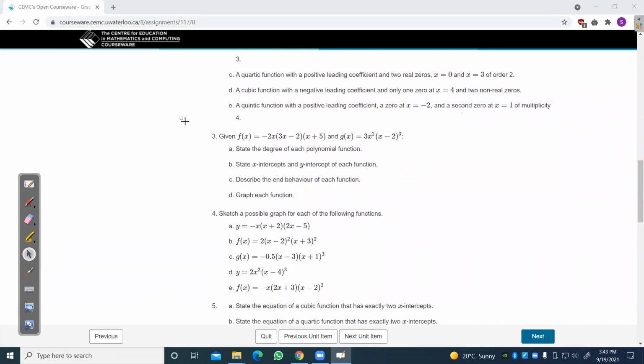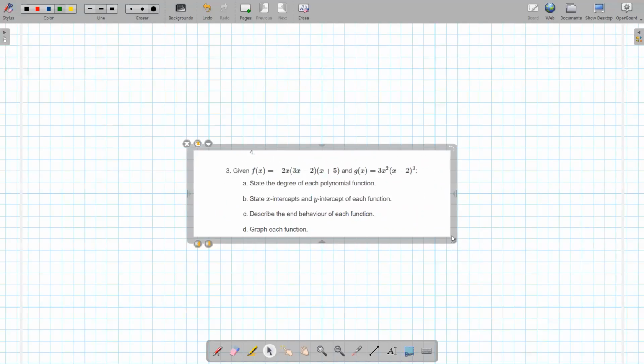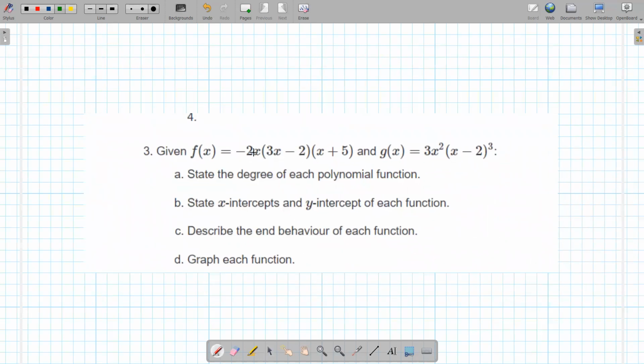Question 3. Even this one is very simple. State the degree. What's the degree of the first one, f of x? 3. That's good. What about g of x? 5. Super simple, right? Nothing fancy going on here.